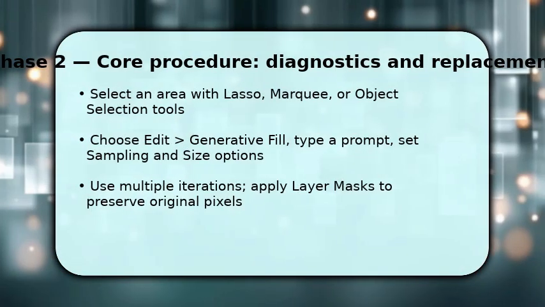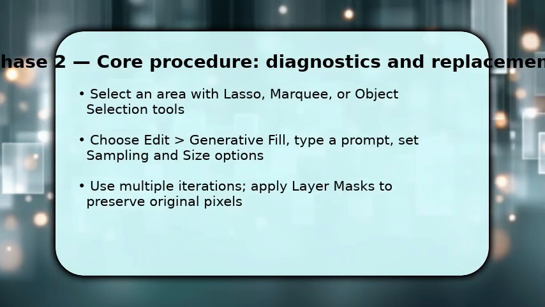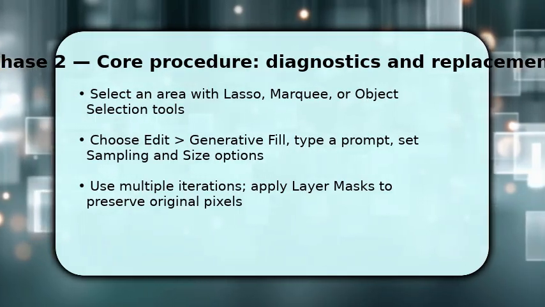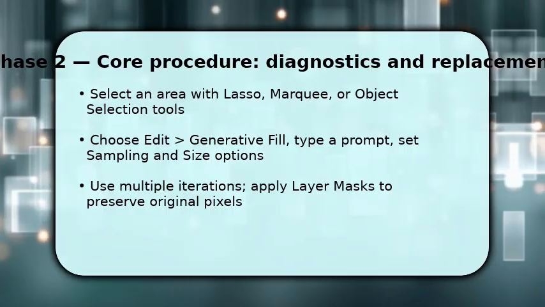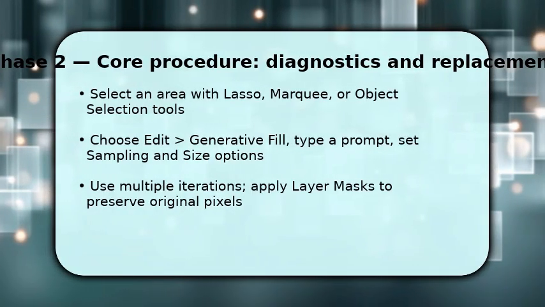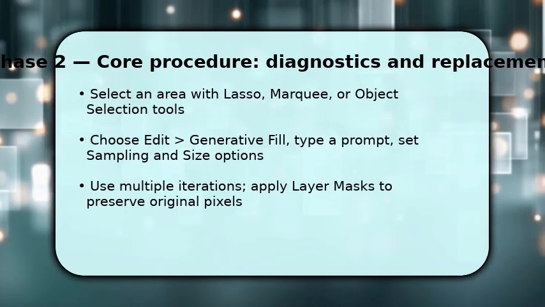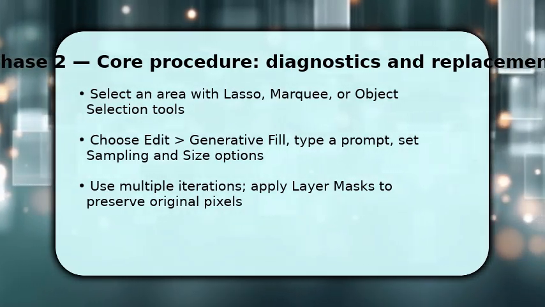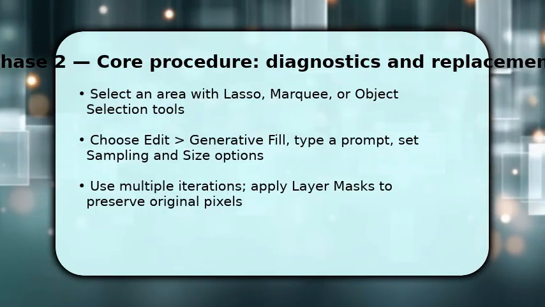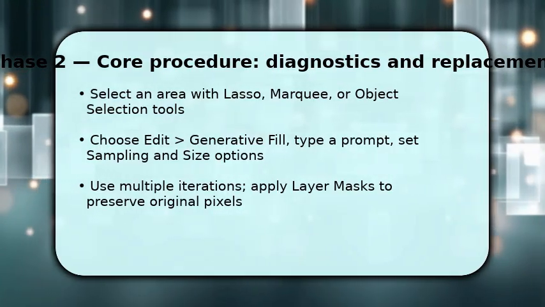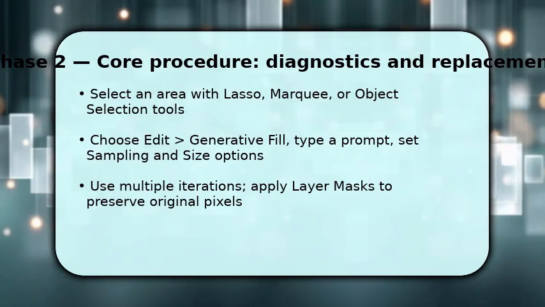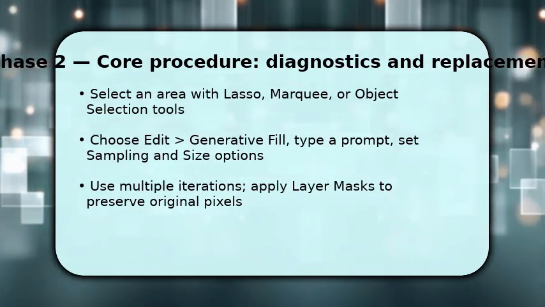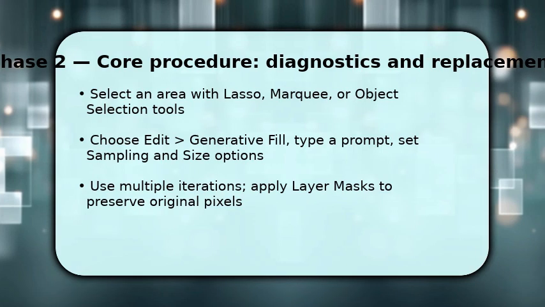Now you'll access the tools and run a real edit. Select your subject or the empty area with lasso, marquee, or object selection. Make clean edges for better results. Then go to Edit and pick Generative Fill or the equivalent menu command. Type a concise prompt describing what you want and set sampling, size, and variation options. Once you generate, review variations, commit the best result, and use layer masks to blend or preserve original pixels. This gives control and non-destructive flexibility.